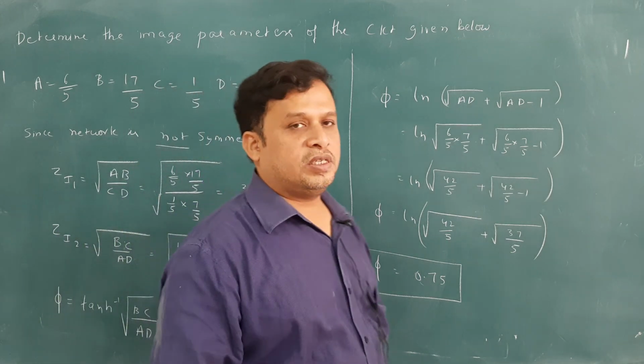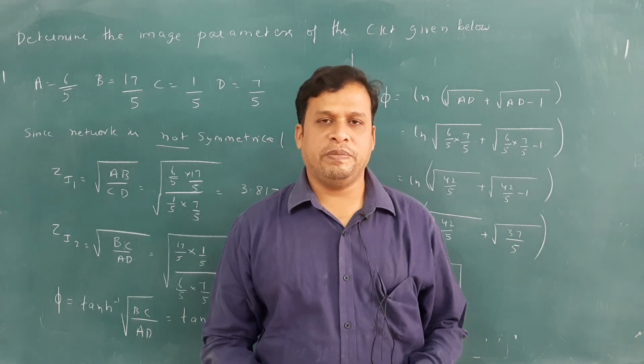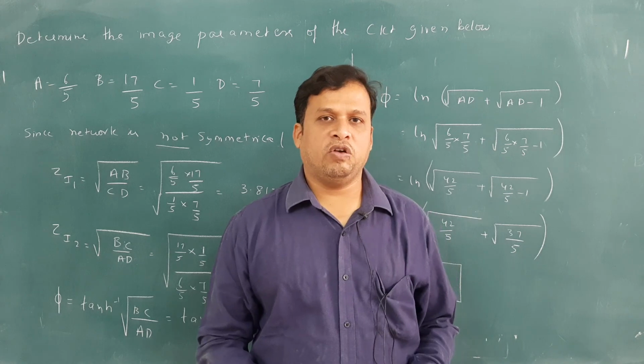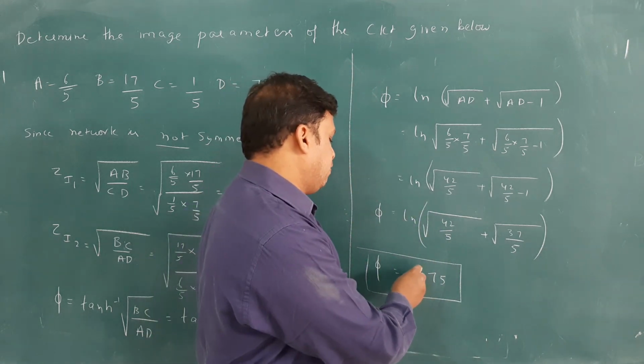So this is how we have found the image transfer constant, also called the image parameter. We had to find the phi value here, and we got the phi value as 0.75.